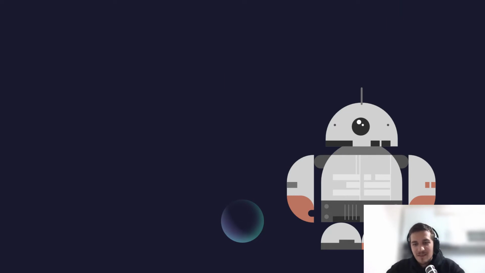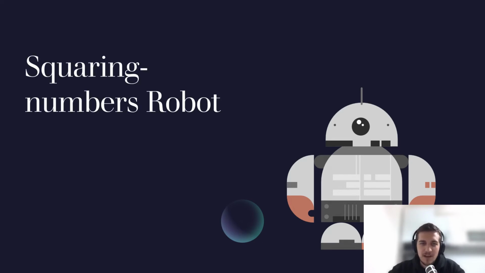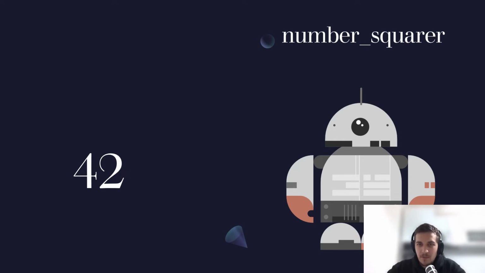So let's pretend that you build a robot and the robot can square numbers. What do you name it? I suppose it would be a squaring numbers robot. So this is good, but in terms of programming, it's a little bit long-winded and complicated. So we would go like this: number square. It's tiny in size compared to that one.